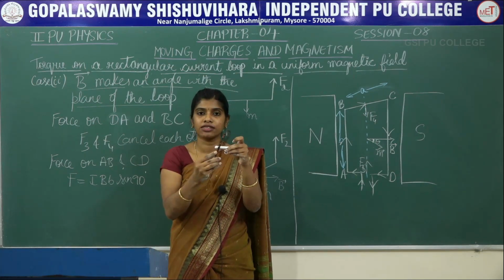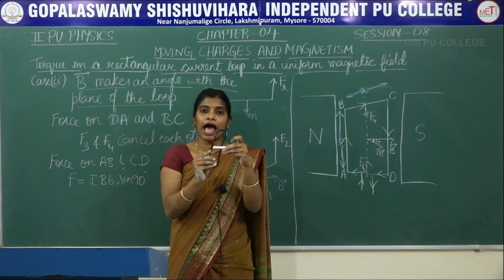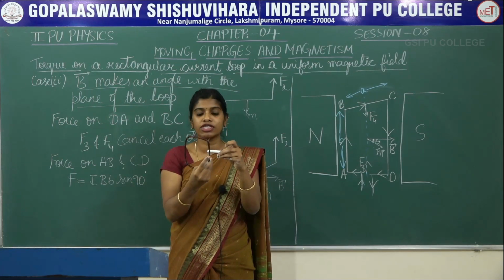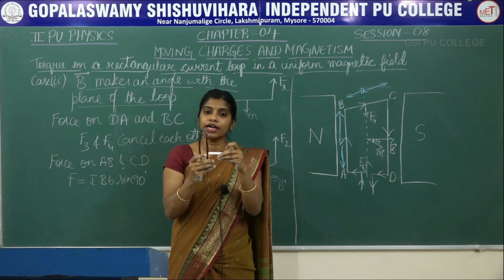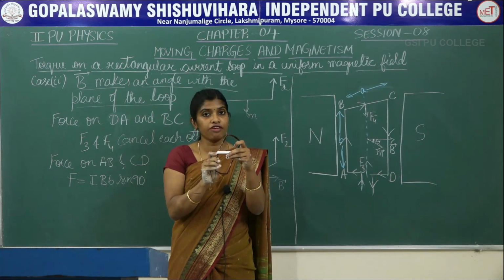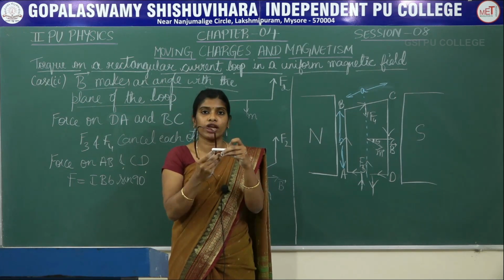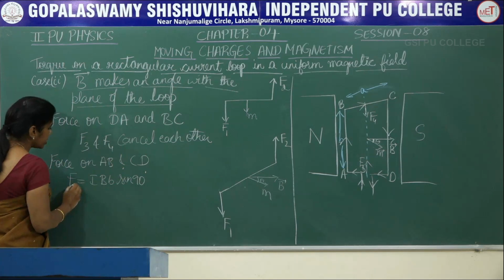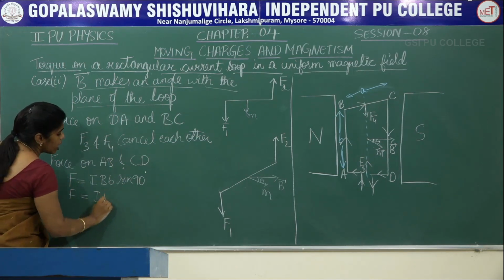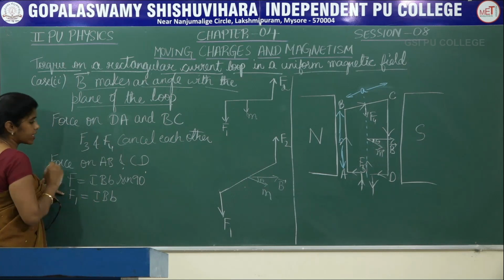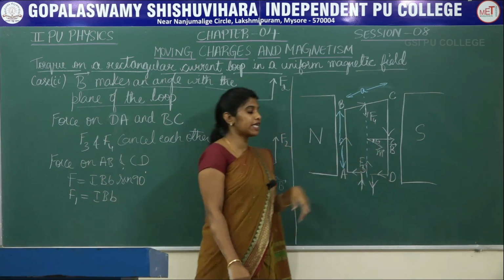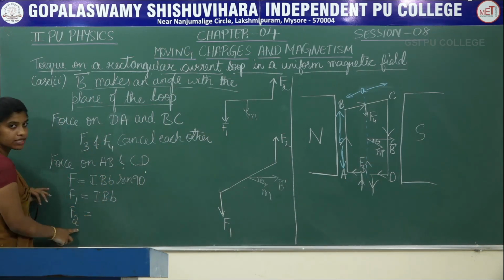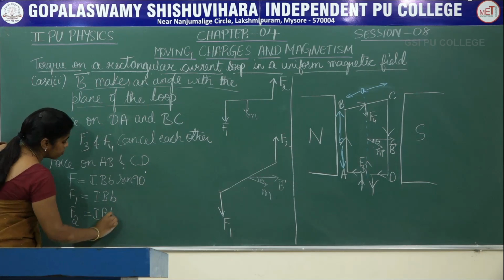Even if you rotate this by 360 degree, the angle between the magnetic field and the length vector will be 90 degree itself. That is, this AB and the magnetic field are perpendicular to each other even though the rectangular loop is rotated. Therefore, the angle here is 90 degree, sin 90 is 1. Therefore, F is equal to IBb. Thus, I am going to call it as F1. Coming to the side CD, I am going to take the force as F2. It is IBb same.